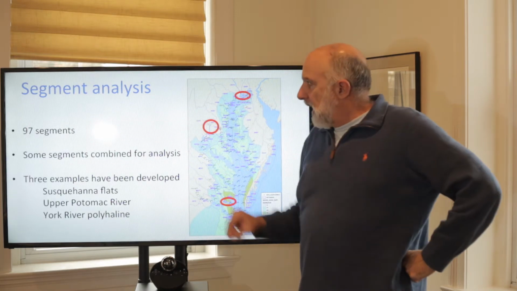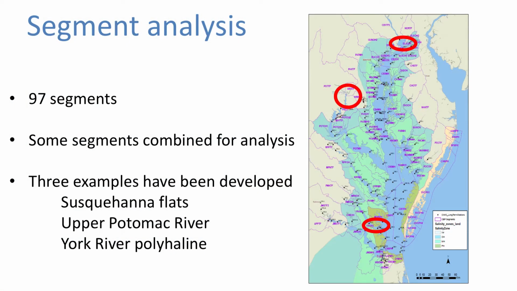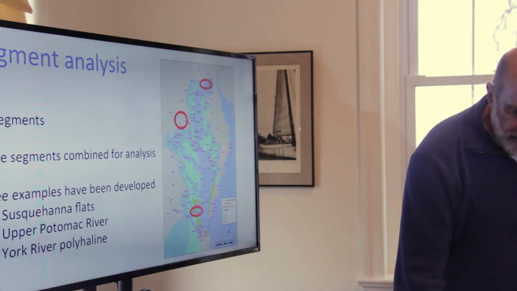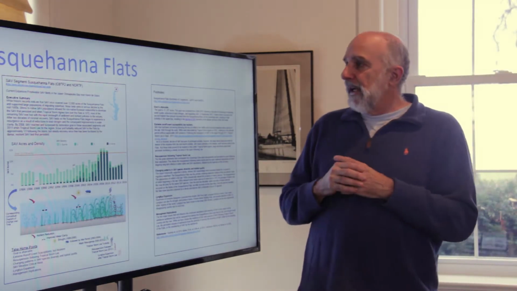What we did is we took the 97 segments, we combined a bunch of them, and you'll see some examples of combined, like there are two segments here that we combined and several here. And I'll go through three examples: the flats, the Upper Potomac, and the York River polyhaline. Here's what we're going to produce for each of those segment analyses.